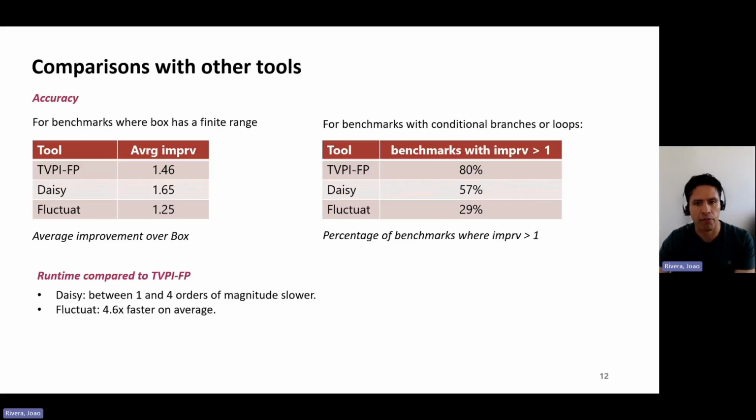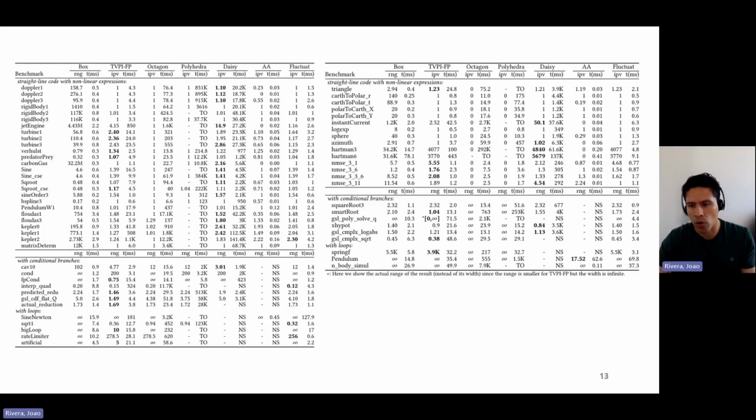So in general, it's kind of a trade-off between accuracy and performance. And with TVPI, we position ourselves in, I think, a sweet spot between these two factors. And just to show the whole glory of our experiments, we also compare with other tools, but I just summarize the most interesting bits of information. But you can see all the details in the paper regarding our improvements and the timings and how fast we are or slower than other tools.